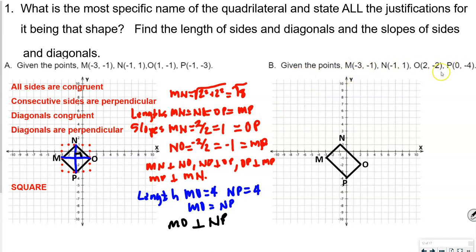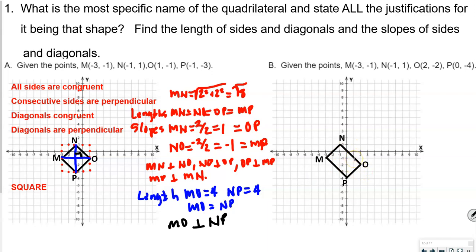Given points M, N, O, and P, and O and P changed here. So again, this looks like a rectangle, but we have to prove that. So that's what we're going to do again. Now we've already found MN and OP. MN and OP are going to be the same length over here. So we already know those. We've already solved for that.